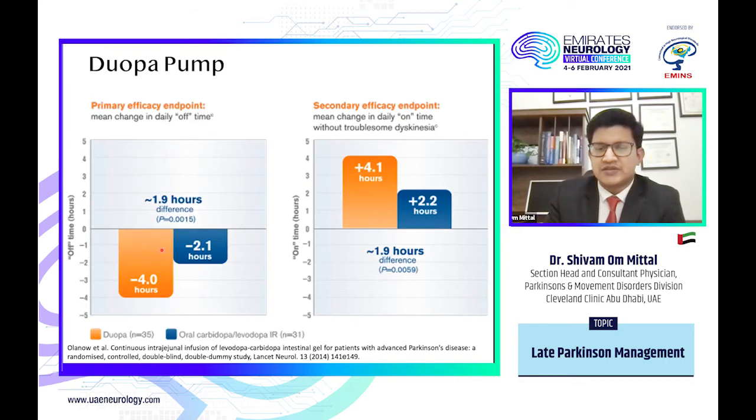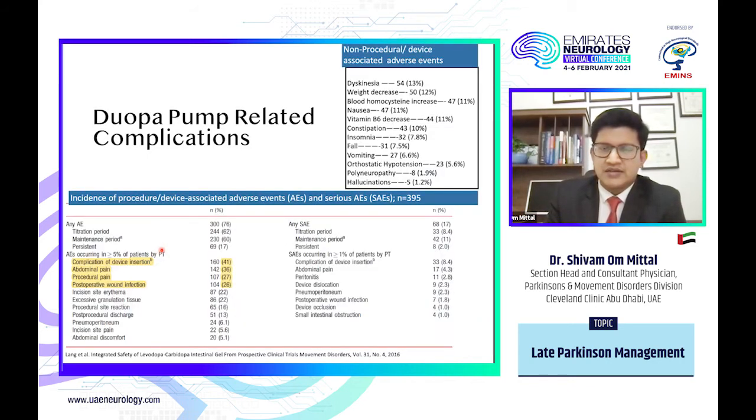This is the result of the multicentric clinical trial where they found that 2 hours of on time was increased and 2 hours of off time was improved. These are the other long-term studies. They have found that around 41% of patients have complications with the device insertion. Around 36% of patients have abdominal pain.